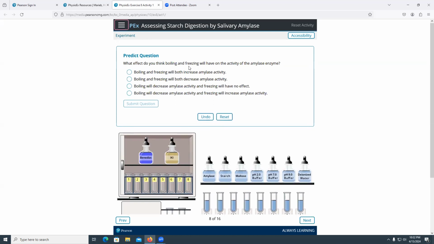So what effect do you think boiling and freezing will have on the activity of the amylase? I know that boiling will definitely decrease the amylase activity because it will denature the protein structure and destroy the enzymes. But freezing will have no effect on the activity of the amylase because remember, we freeze these enzymes in the fridge to preserve them. But obviously, this is not extreme temperature. This is just freezing. We're not excessively freezing.